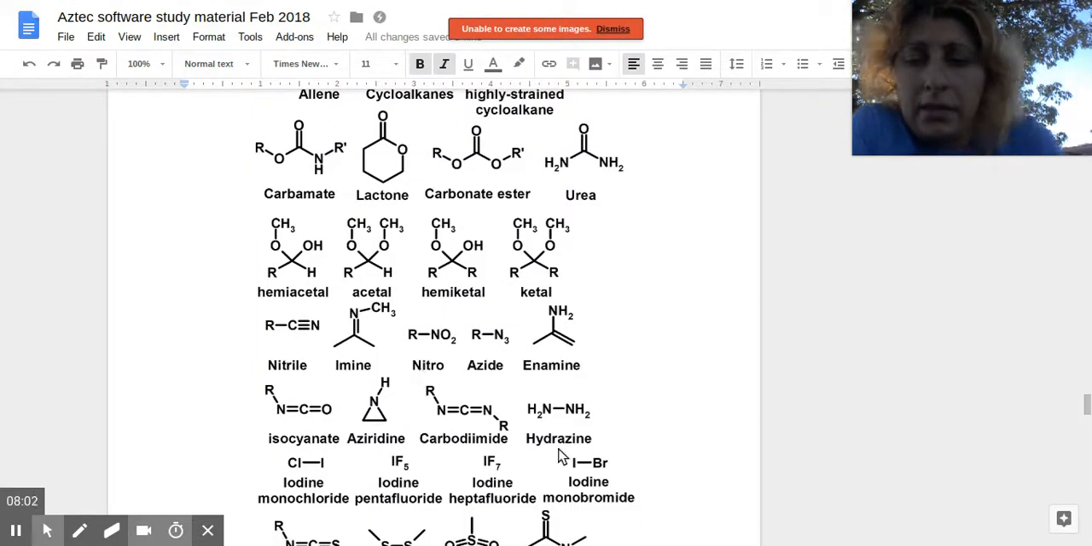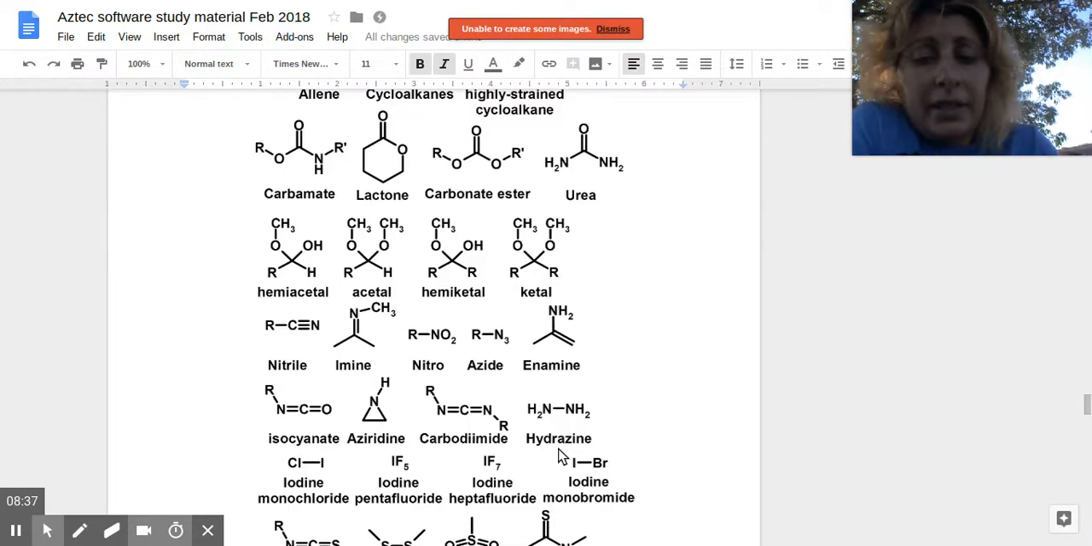Isocyanate looks crazy too. Carbon double bound to oxygen, double bound to nitrogen on either side, and then R group. Aziridine. Looks crazy. 3 membered ring, 2 carbons, 1 nitrogen. Carbodiimide has 2 nitrogens, double bound to carbon, and R groups coming out. Hydrazine, NH2 groups, the 2 of them.